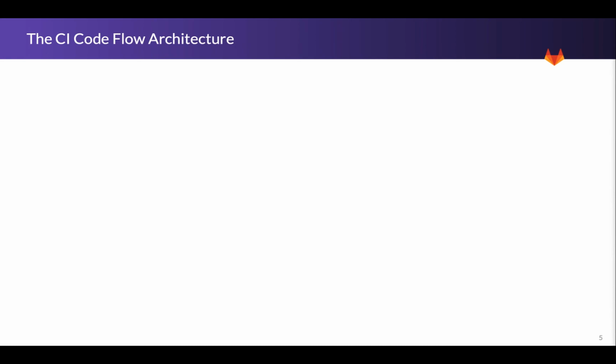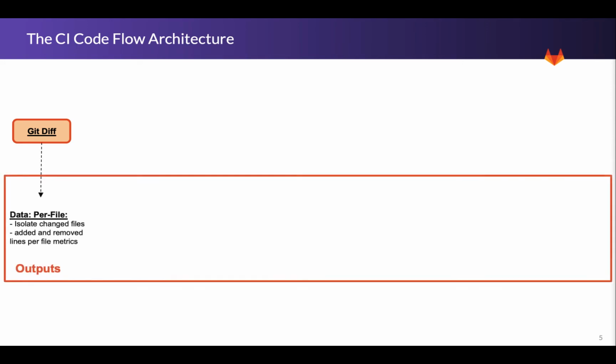Now let's take a look at the flow of the CI code so we can understand how this is all put together and accomplished. The first thing is we use Git Diff, and Git Diff is going to give us a certain amount of data. Specifically, Git will give us an isolated list of changed files. So you might have 50,000 files in your project, and it's going to say, oh, these three changed.